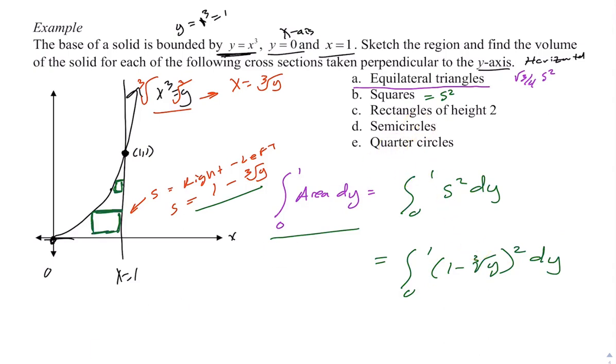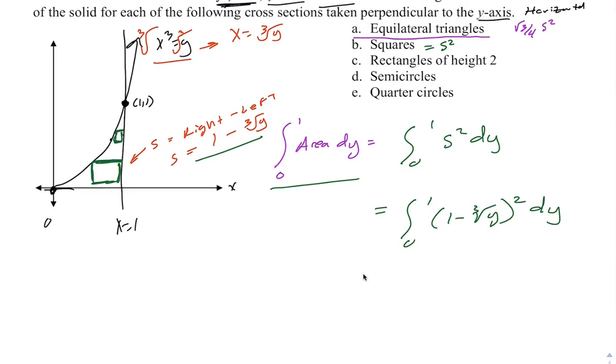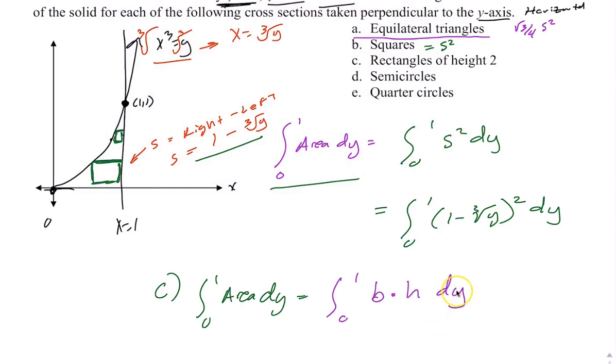Now let's do C. I'll just add on to it right here. So if I was doing C, it's still the same: 0 to 1, area formula, dy. But now we're doing rectangles. So the area changes. It's base times height, dy. Again, they have to give you something about the height. In this case, they tell you the height is 2 again. So that's the easiest one, where they just tell you the height straight out, 2. So my formula becomes this, 0 to 1 of base times 2 dy.